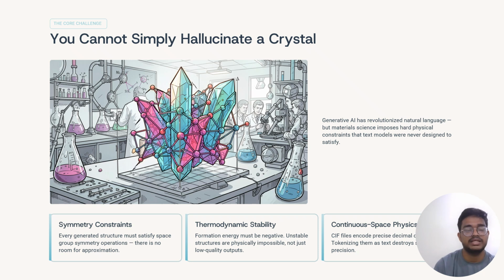And challenge number three is continuous coordinates. Crystal structures are usually stored in CIF files. CIF files contain highly precise decimal coordinates. For example, 0.1254, 0.3457. These numbers represent exact atomic positions. Traditional NLP tokenizers were never designed for this type of information. They often break the decimals into subwords and lose precision. Therefore, standard language modeling approaches struggle to preserve spatial information. These three challenges motivate the design of our system architecture.